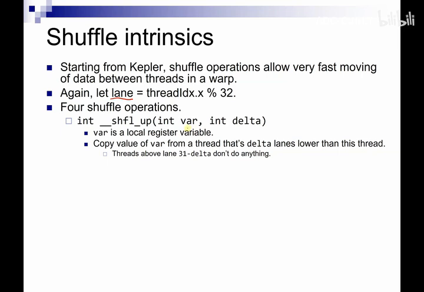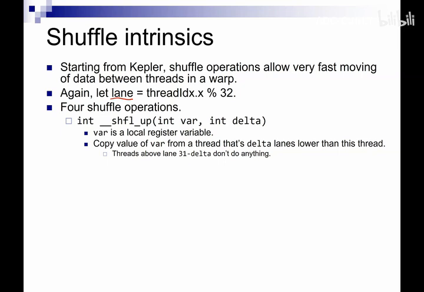Here this is going to take a value var and then an integer delta. The var needs to be a register value for the thread. The thread is going to declare a bunch of variables, and some of them are going to be stored in registers. These shuffle operations allow you to exchange these register values between the threads in the warp. So the var is going to be a local register value. Each thread in the warp has its own copy of var, and they can all be different.